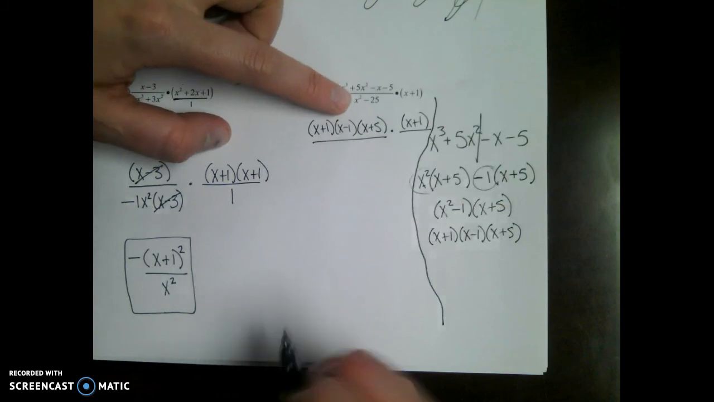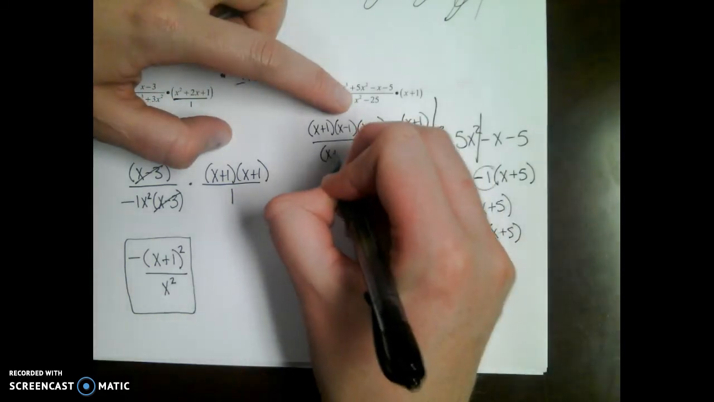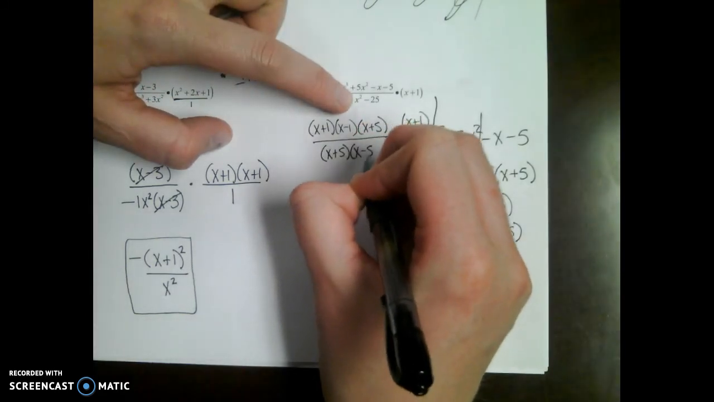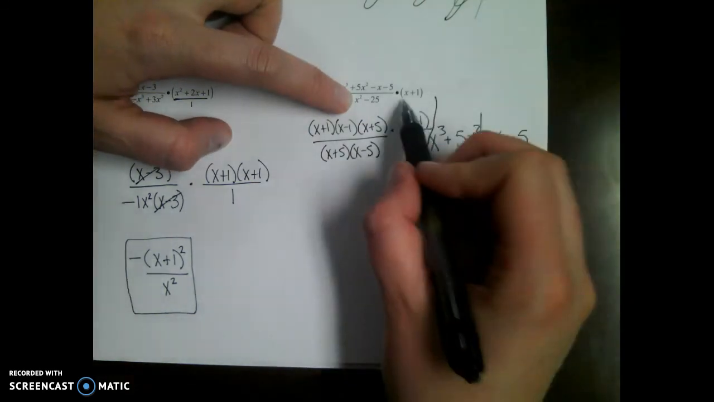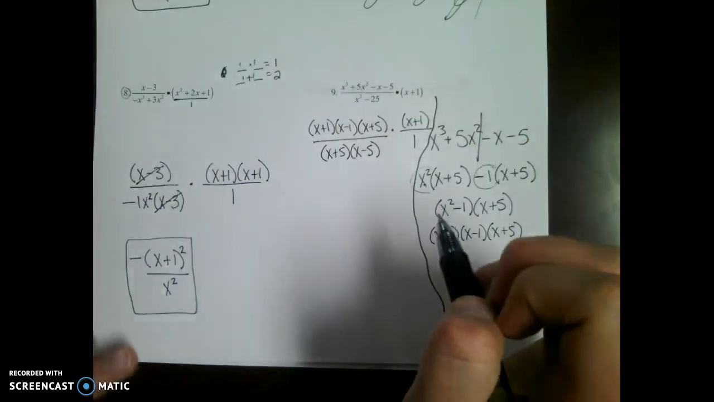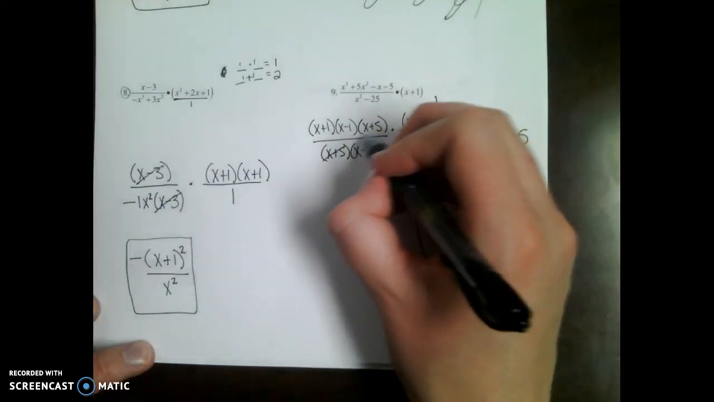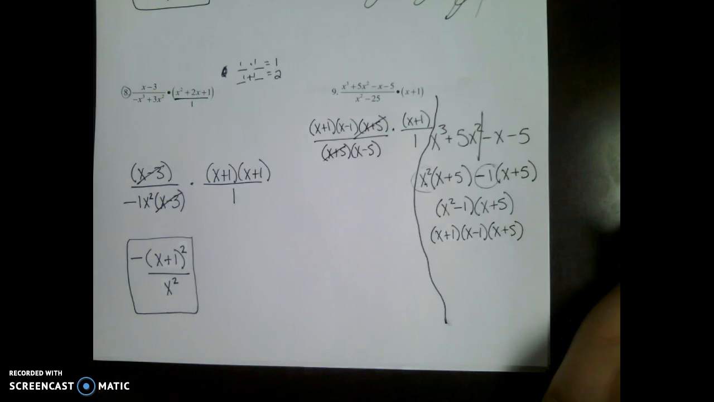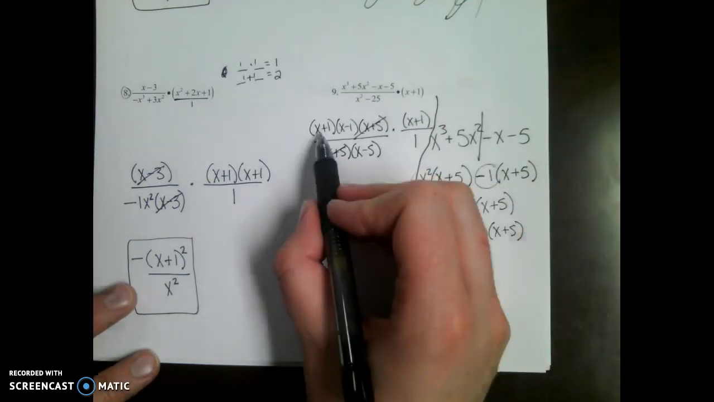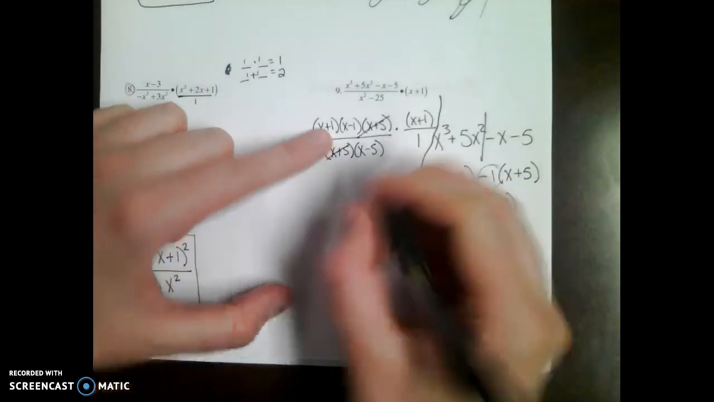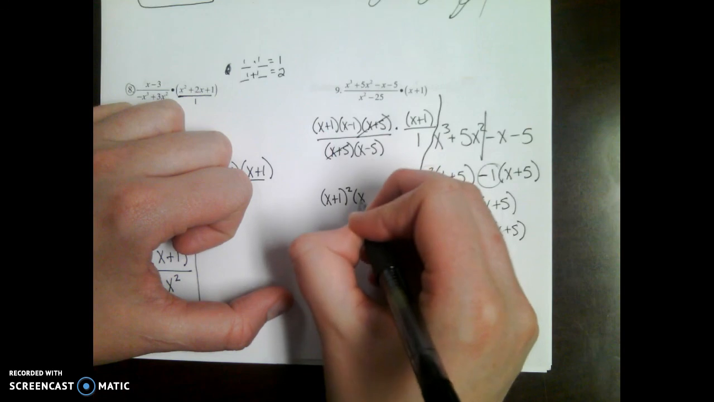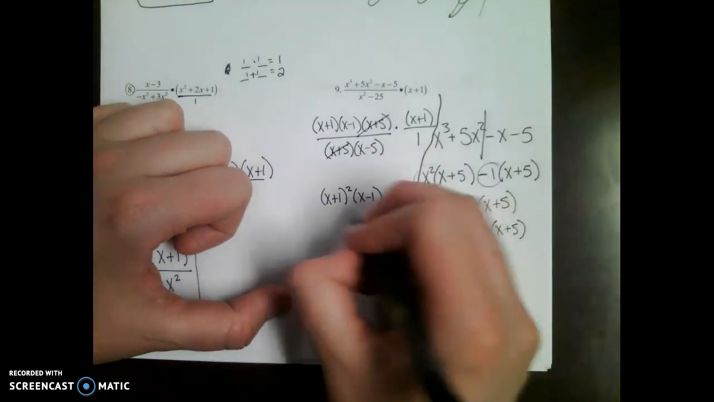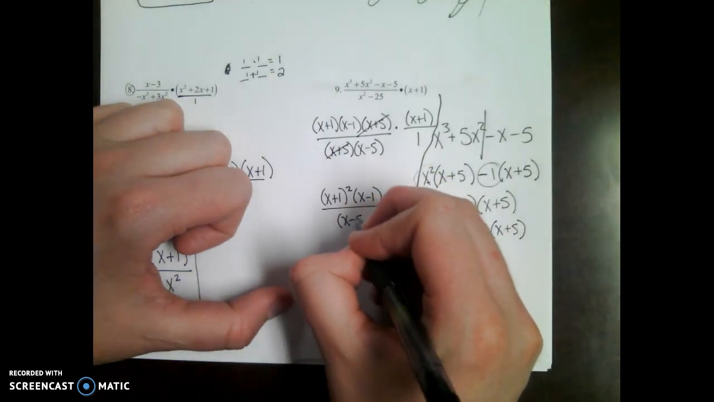X squared minus 25 is a difference of 2 squares. That factors into x plus 5, x minus 5. And there was nothing but just a 1 underneath that. Okay, what cancels? X plus 5 cancels. That is it. Your final answer, see how there's 2 of these that are x plus 1? X plus 1 squared, x minus 1 over x minus 5.